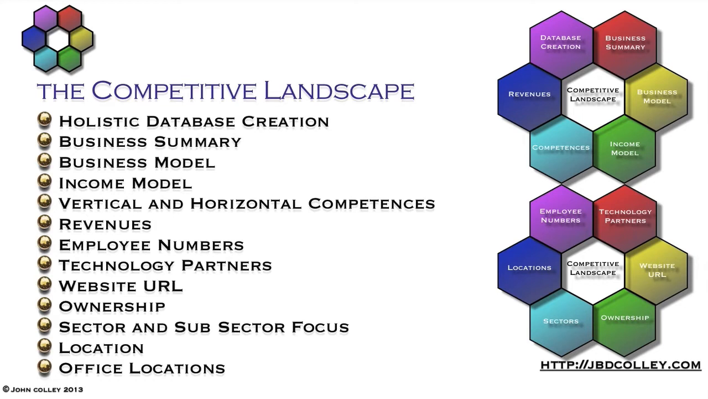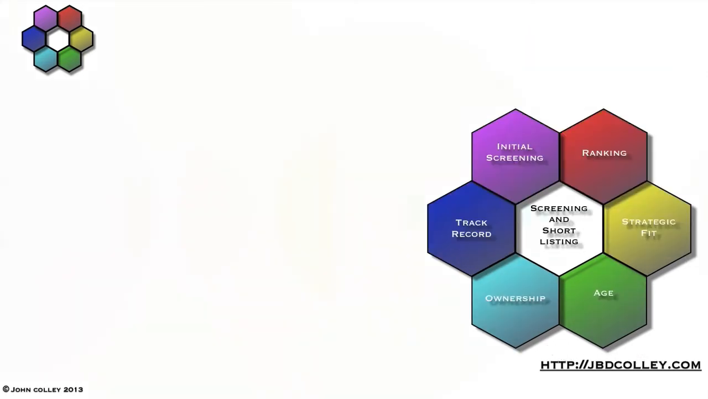And this doesn't try to build a highly comprehensive database, but tries to take in key data around a summary of the business, the type of business model, the income model that the company uses, its vertical and horizontal competencies, some information about its revenues, employee numbers, its technology partners, its website, which you'll want to look at later, the ownership of the company. At this stage, really only looking at whether it's public and private, and possibly whether there's a private equity involvement. And then also look at the sectors and subsectors that the business serves, and then its location and the office locations that it may have in addition to its main location. So those are some of the things I like to try to get in.